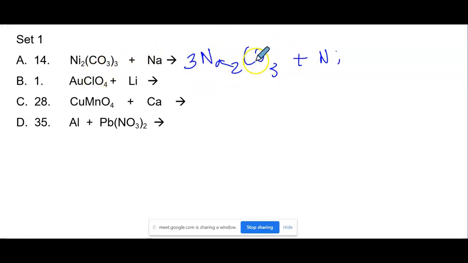Do you see that? And we have 6 Nas because this 3 changes everything immediately after it. So now I've got to get 6 Nas, so I've got to put a 6 here, right? And then I have 1 nickel and 2 nickels. Well, I can't have that. I've got to have 2 nickels. So I put a 2 here, and then that one's balanced.